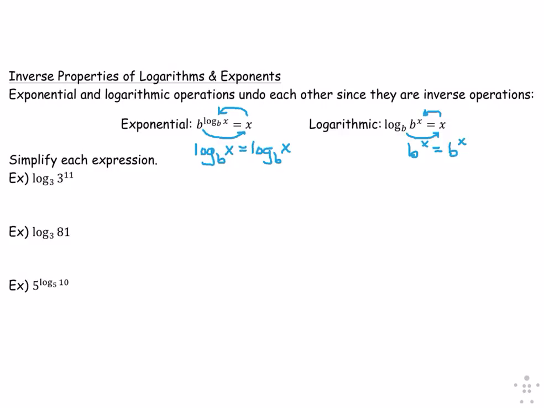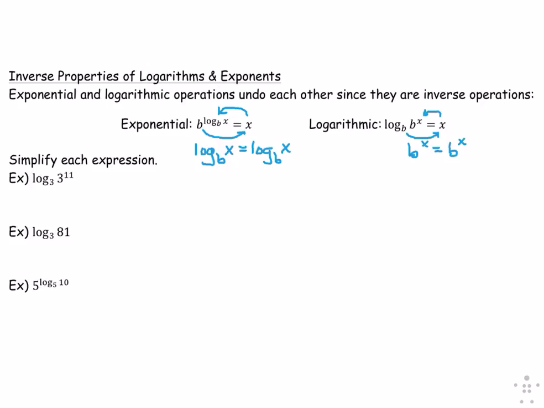Whenever you hear properties, that means shortcuts, and these are no exception. The inverse properties of logarithms and exponents. So take a careful look at this exponential equation. It's exponential because we have a base raised to a power equal to some result. Be very careful not to assume that this is a logarithmic equation just because somewhere it has a logarithm. That logarithm is in the exponent.